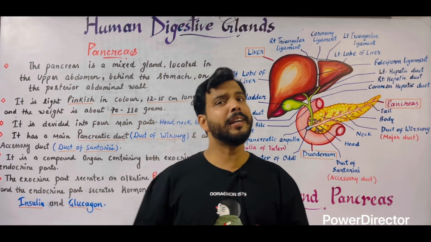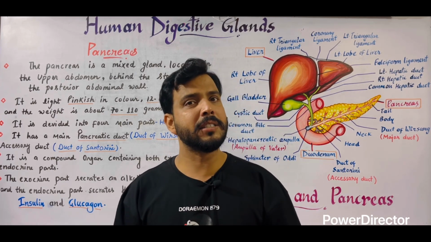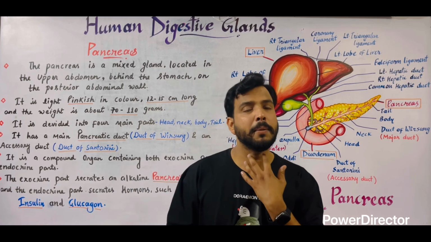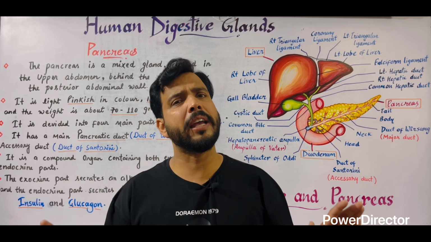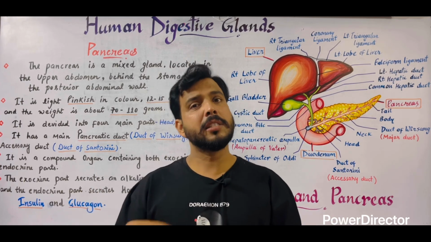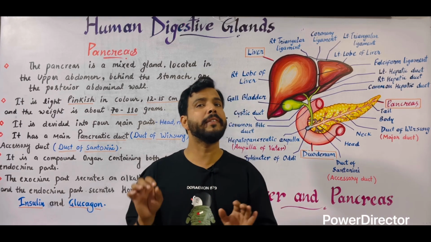On the other hand, inside the body there are numerous endocrine glands, such as the thyroid gland, parathyroid gland, pituitary gland, and thymus gland. These glands do not have any type of duct. They secrete hormones directly into the blood.